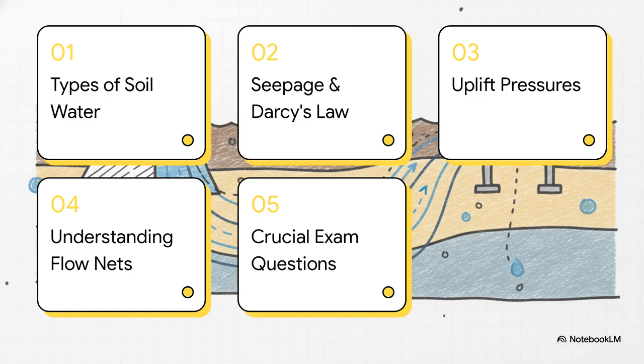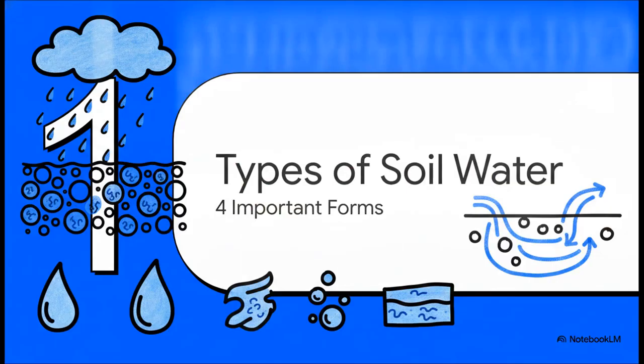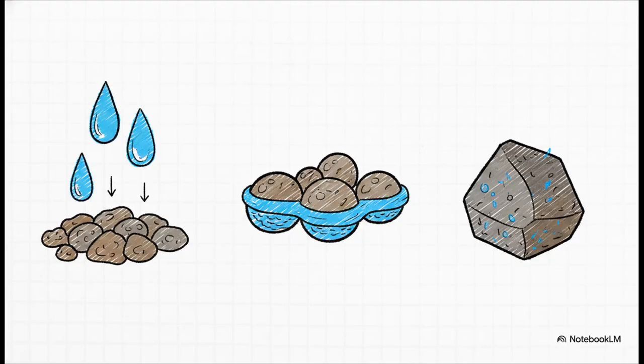Types of soil water, seepage and Darcy's Law, seepage and uplift pressures, understanding flow nets, and finally, we'll run through some crucial exam questions. Okay, starting right off with Section 1, Types of Soil Water. So, when rain hits the dirt, water stores up inside the soil's empty pores. Now, to remember the four distinct types, just lock in this memory trick: GCHC.